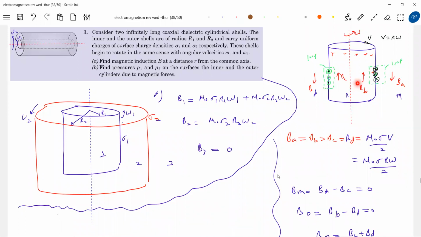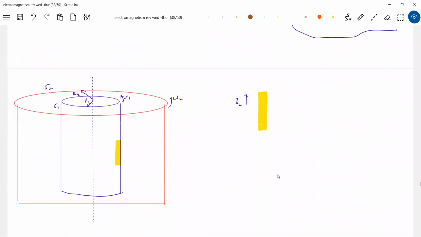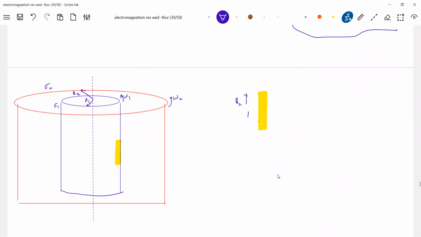Go back to the parallel plate capacitor. The force experienced by one plate due to the field produced by the other plate. Therefore, the force experienced by this layer is due to the field produced by this layer. What is the field produced by this layer? That's not B2. So what is the value of it? It should be half of it. I'll write B1. So we know the values of B1, B2.